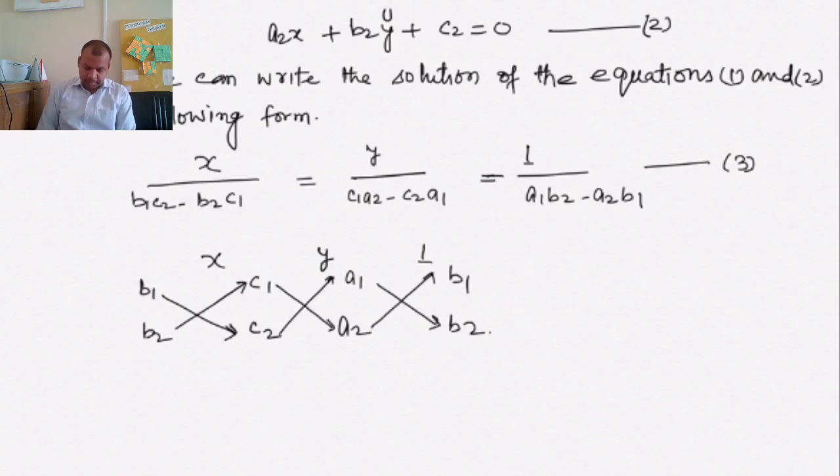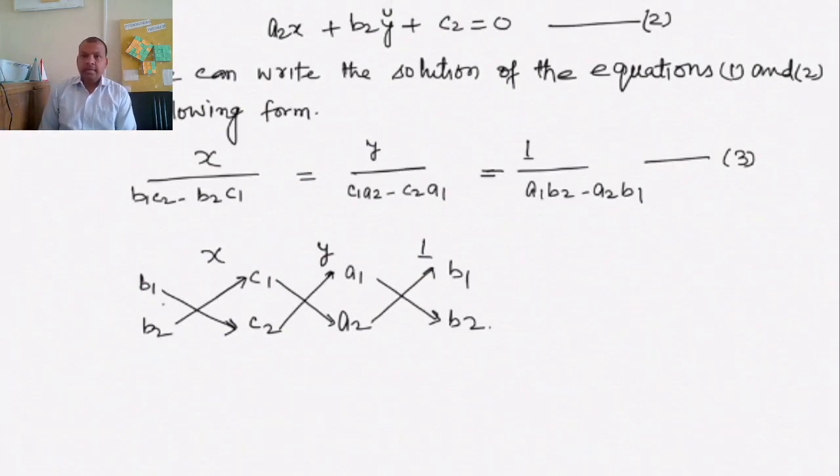Here you can see b1 c2. First of all, we have to multiply b1 c2, then subtract the product b2 c1 from it. In the same way, y upon multiply c1 a2 minus the product c2 a1 is equal to 1 upon multiply a1 b2 minus the product a2 b1. So in this way we can write this. By this diagram we can remember the result.